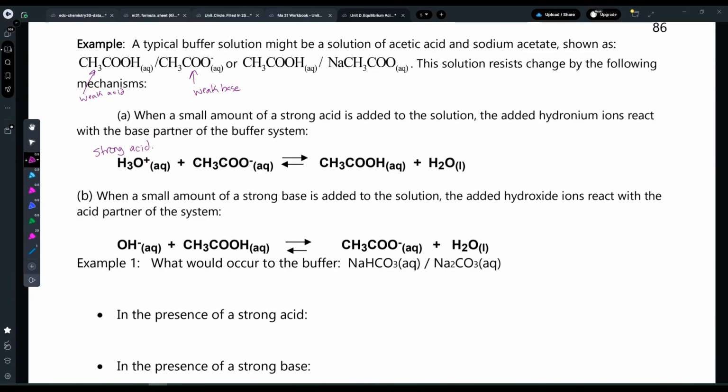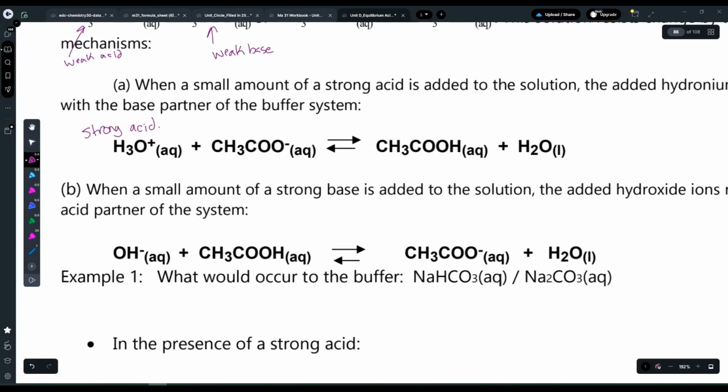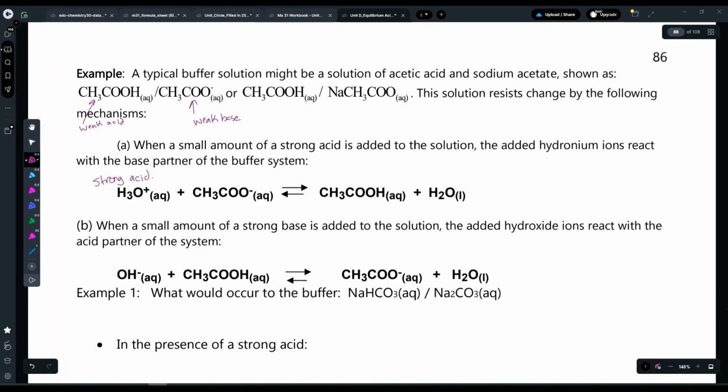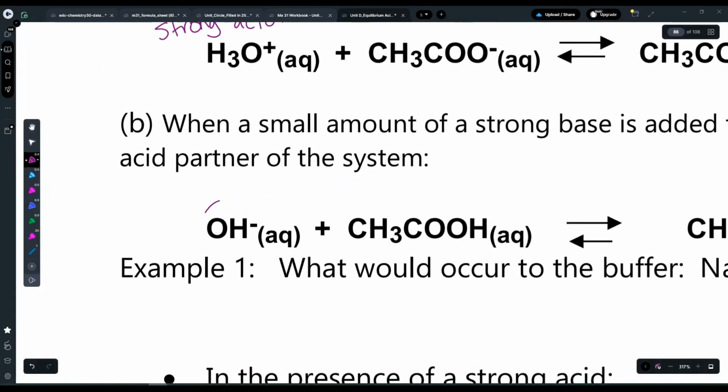Okay, but moving on to what happens when a strong base is added to solution. So the hydroxide ions, which come from the strong base, they react with the weak acid in the buffer solution to create a weak base and water. Okay, so again, because this is a weak base, it's really not going to change the pH all that much. Okay, but the main idea here, so that's from the strong base.